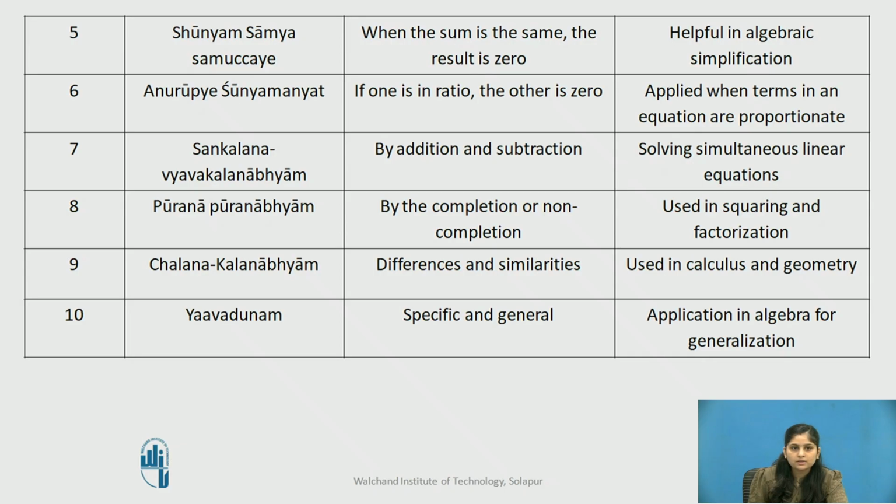Next sutra is Puranapuranabhyam, which means by the completion or non-completion. Its application is that it is used in squaring and factorization. Next sutra is Chalana Kalanabhyam, which means differences and similarity. It is used in calculus and geometry. Next sutra is Yavadunam, which means specific and general. Its application is in algebra for generalization.